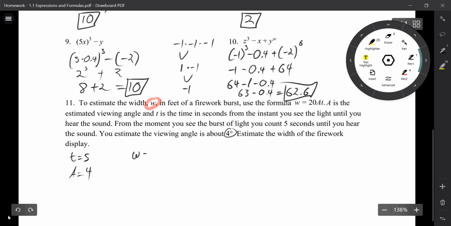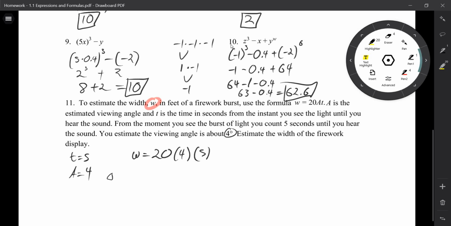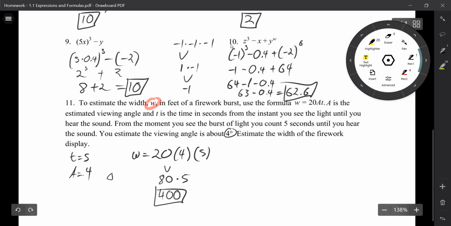So we know W equals 20, A, which we know to be 4, and the time to be 5 seconds. So now it's just simple multiplication. We've got 20 times 4 right here. That's going to give us 80 times 5, and 5 times 80 is going to give us 400. And that is almost the answer.